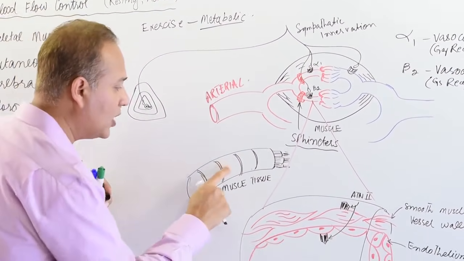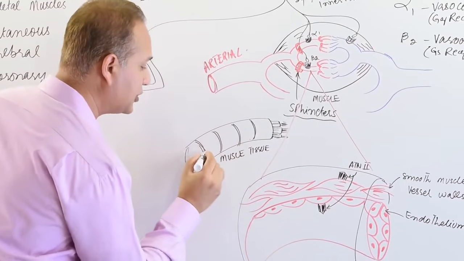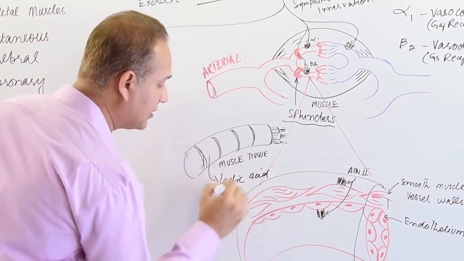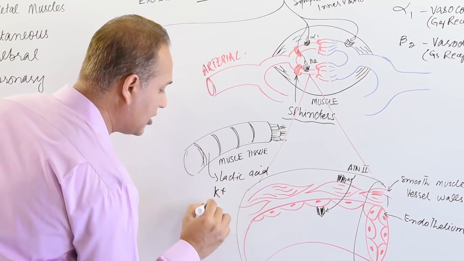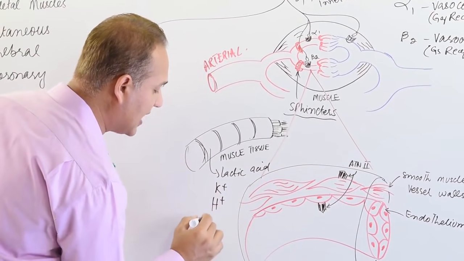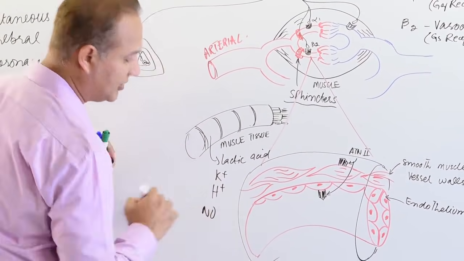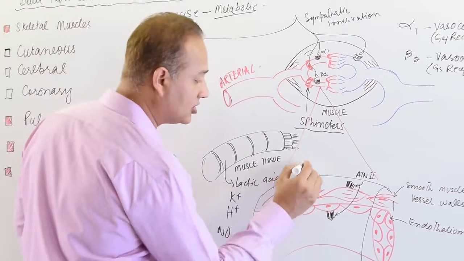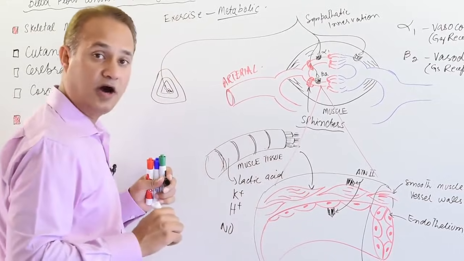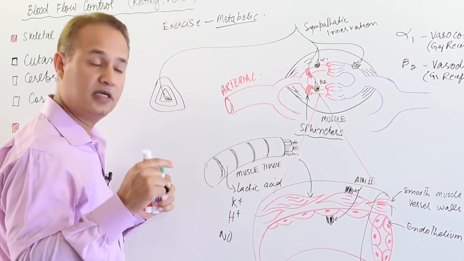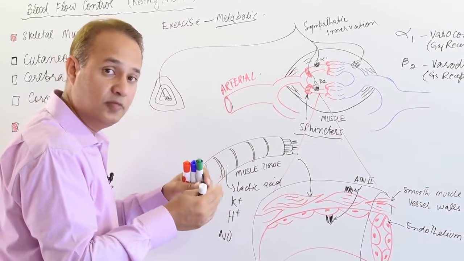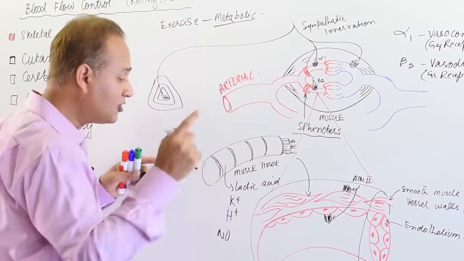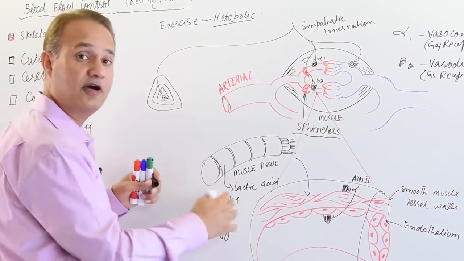So what happens is when a muscle is active, it produces lactic acid, it produces potassium ions, lots of hydrogen ions, and nitric oxide. All of these metabolites will act on the smooth muscle of the blood vessel wall, and that would cause the blood vessel smooth muscle to relax and the diameter to increase. We have talked about the mechanisms for how this happens.